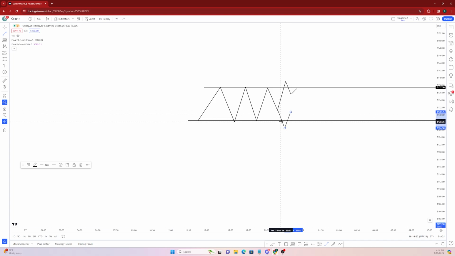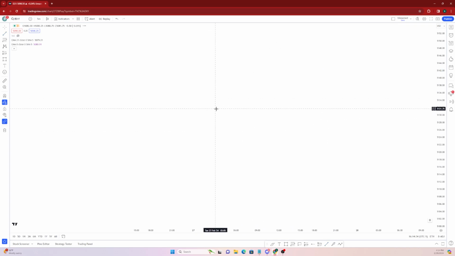So typically when this happens, both sides of the market get stopped out, the long buyers and the short sellers, and that then fuels a strong aggressive move to the upside. So let's go find some examples on a chart.